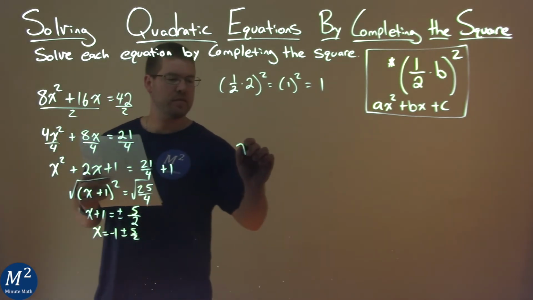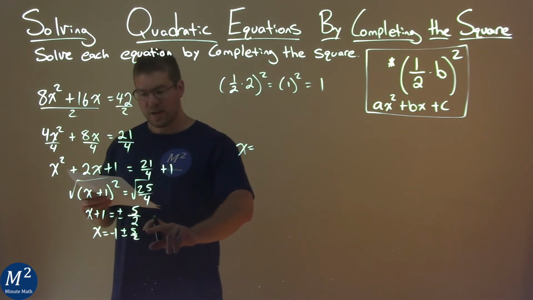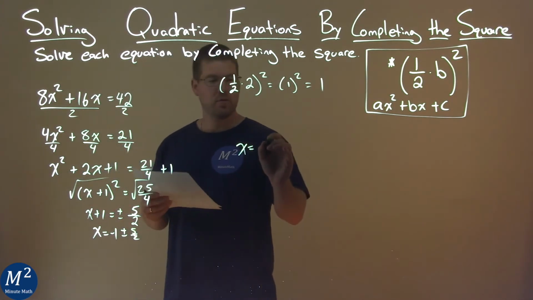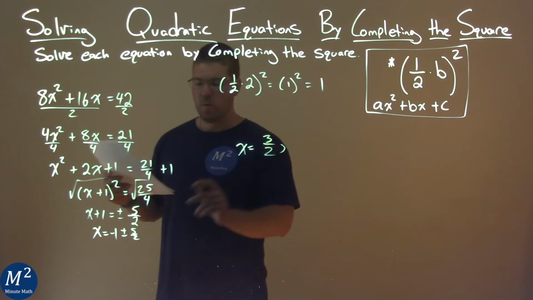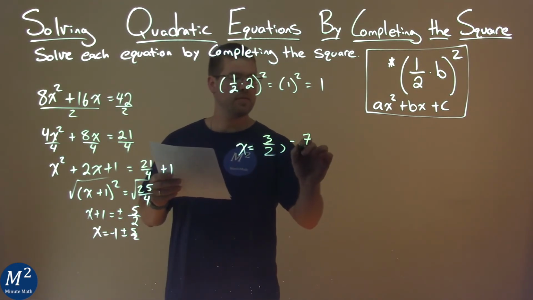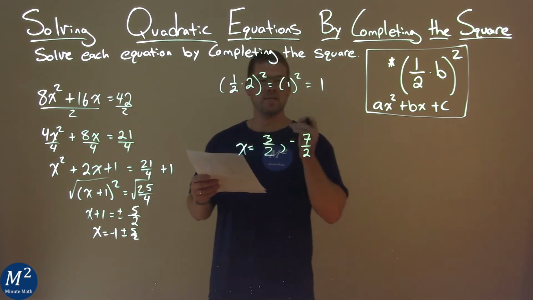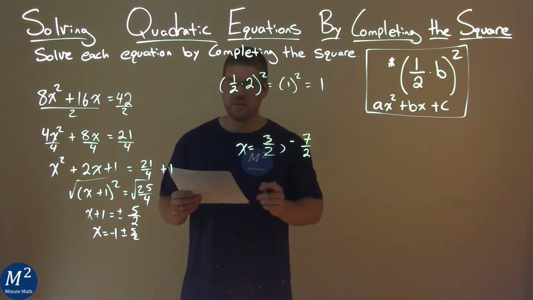And what does that come out to be? Well, let's deal with this first one. Negative 1 plus 5/2 is 3/2. While negative 1 minus 5/2 is negative 7/2. And so my two solutions are x equals 3/2 and negative 7/2. And that is my final answer.